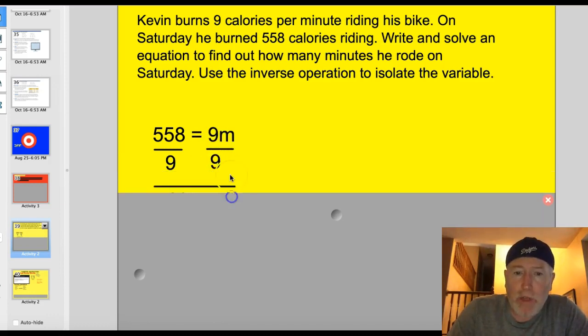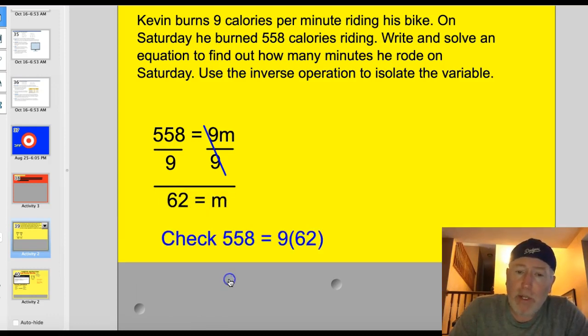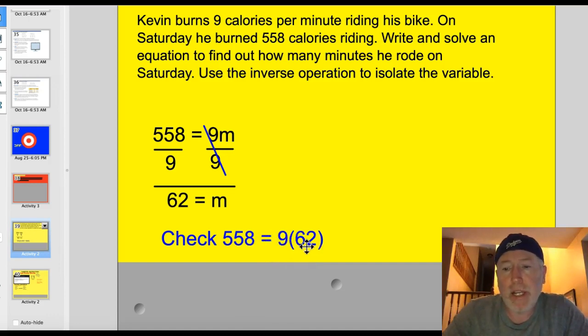So when we do that, we can isolate that variable. 9 divided by 9 is just going to leave you m. 558 divided by 9 gives you 62. 62 equals m. 62 minutes. And we can check it real quick. We can take that 558 and ask, does it equal 9 times 62? And it sure does. And we have just completed our first multiplication equation.